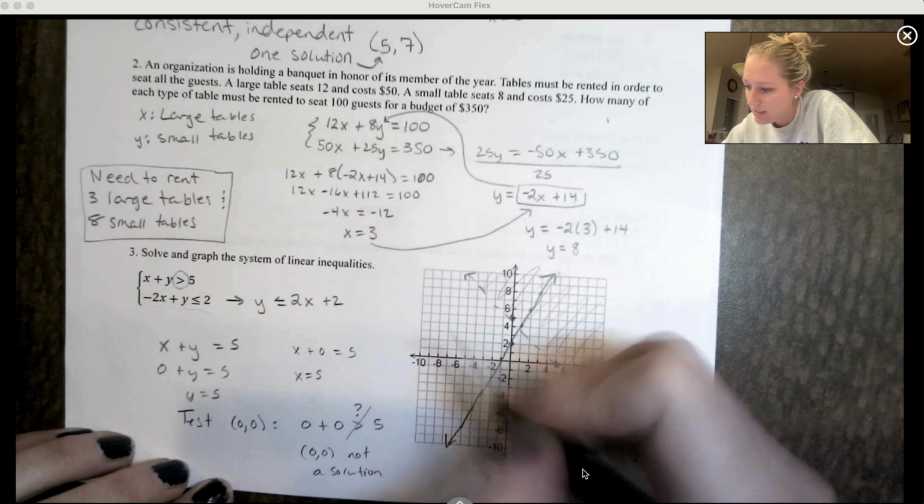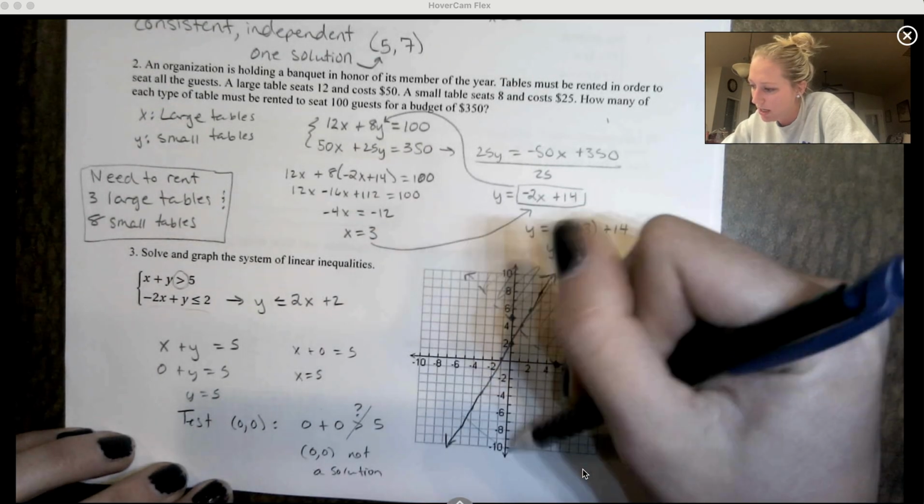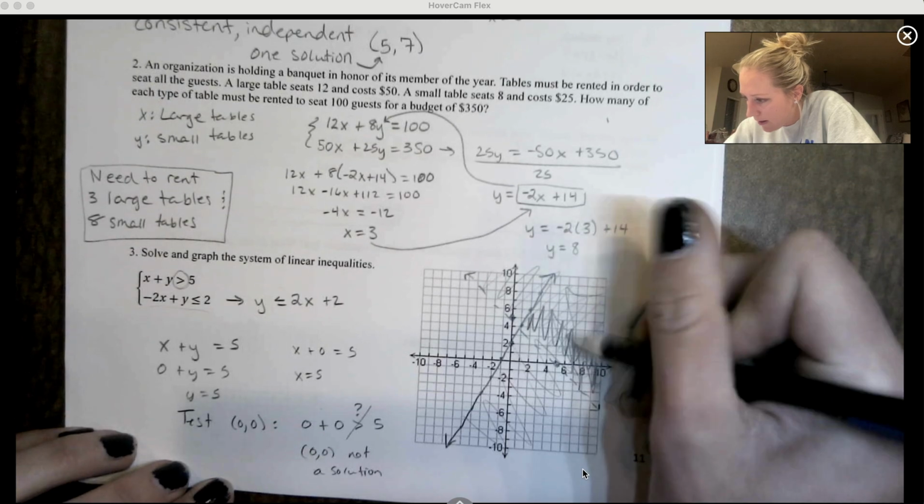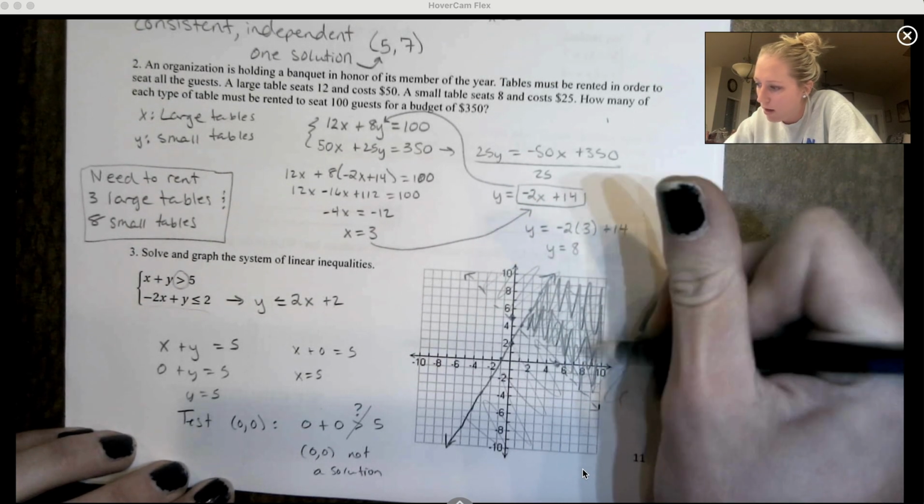All right, and because it's less than, I'm going to shade below. And so my overlap is in here. So I'm going to kind of darken that overlap in where my solution is.